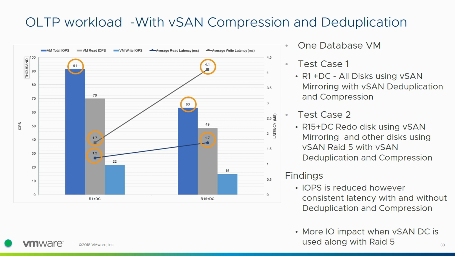Okay, so we still have R1 and R15 from the storage policy configuration perspective, but this time we enable deduplication and compression and we do another comparison here. And as you can see, we still have some latency and IOPS difference between R1 and R15. So what we found out here is that IOPS reduced, however, latency is consistent with and without deduplication and compression. No matter if dedupe compression is turned on or off, we can always find the latency is very consistent.